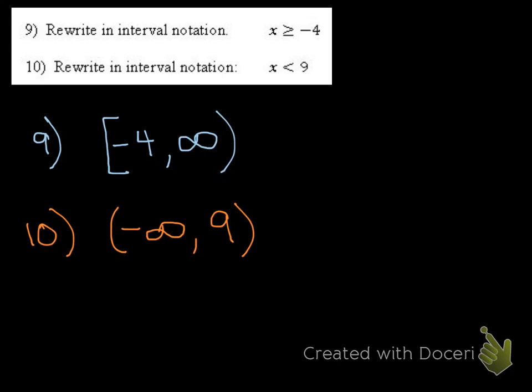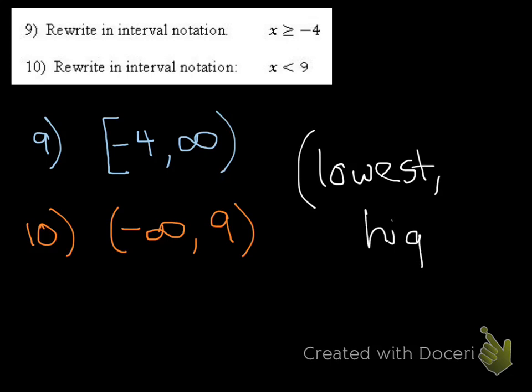And again, our interval notation is always written so that it goes from lowest to highest. And so in that situation, the lowest value would be negative infinity, and the highest value would be the positive 9.